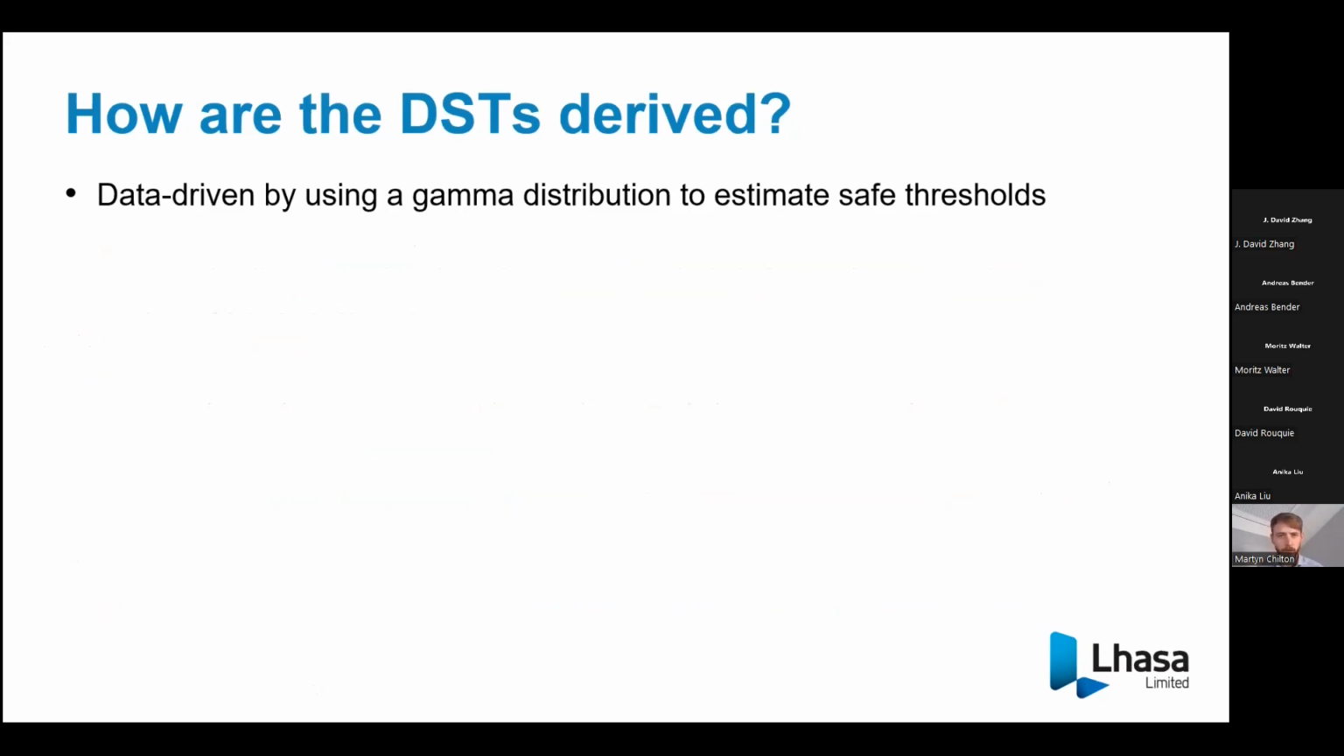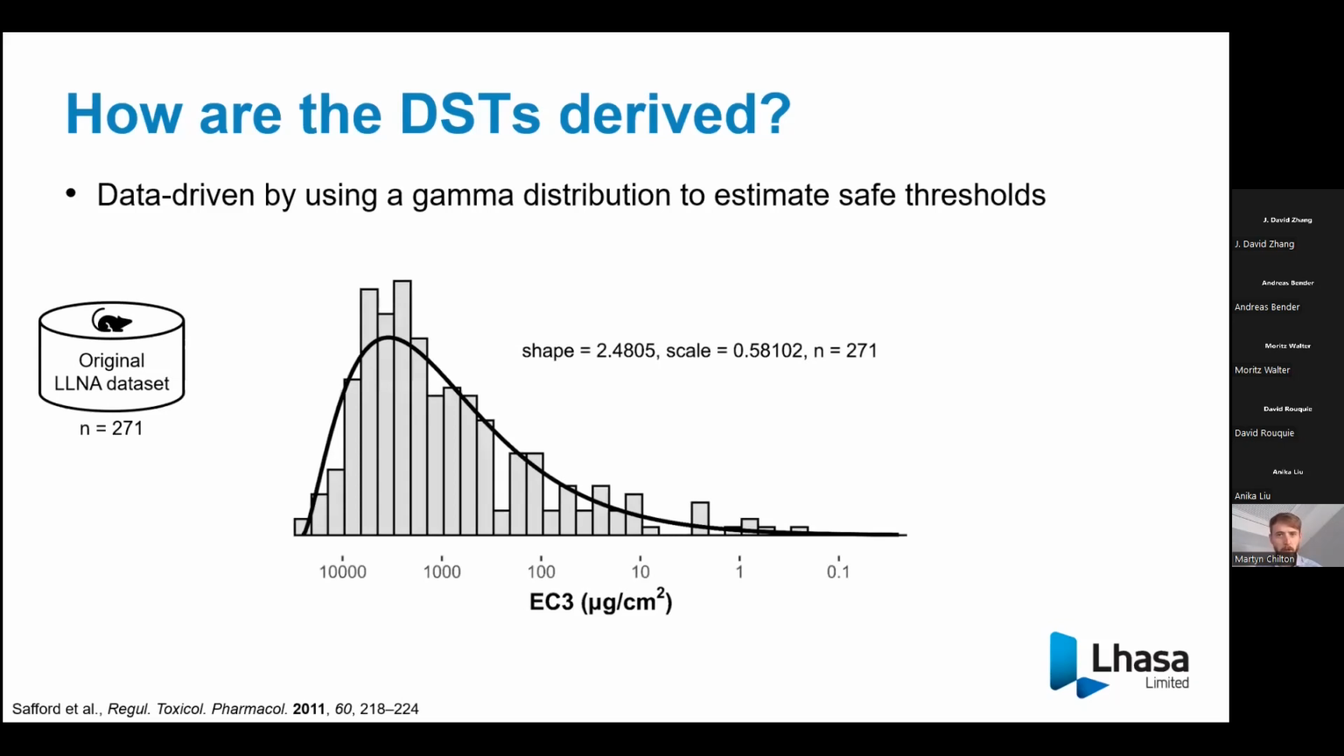In terms of where they come from, how a DST is derived, like all TTCs, they're a data-driven approach. You're trying to make use of existing data for chemicals that have been tested to say something about how potent they are in general, and what we can extrapolate from that to a new chemical. Specifically for sensitization, they use a gamma distribution. In the original work by Bob Safford, they gathered together a data set of sensitization data from the local lymph node assay, which is a mouse assay, and they plotted the potency of all the experimental values from that assay.